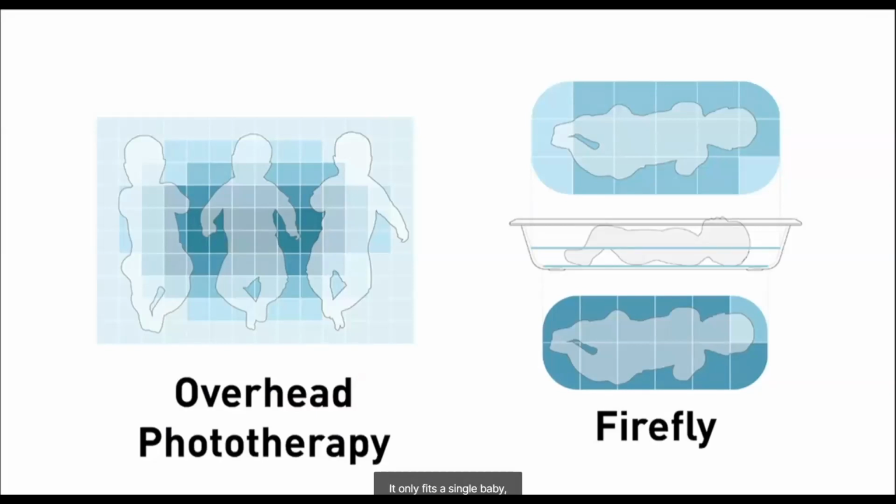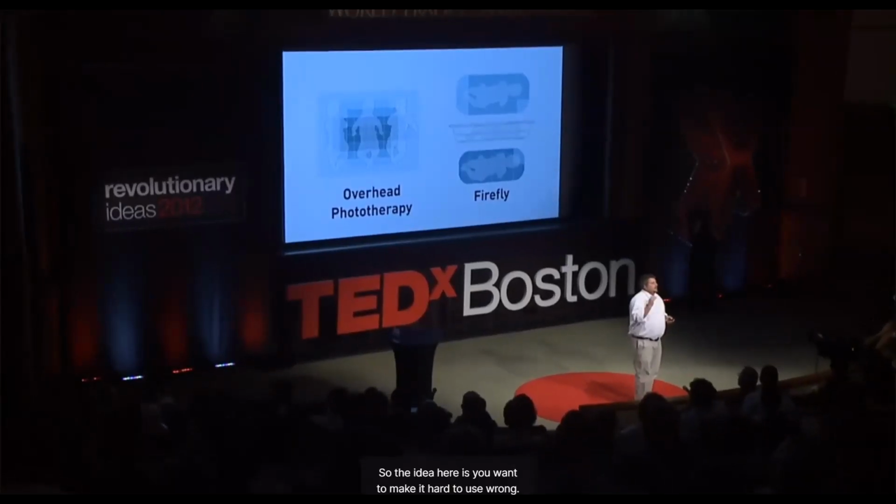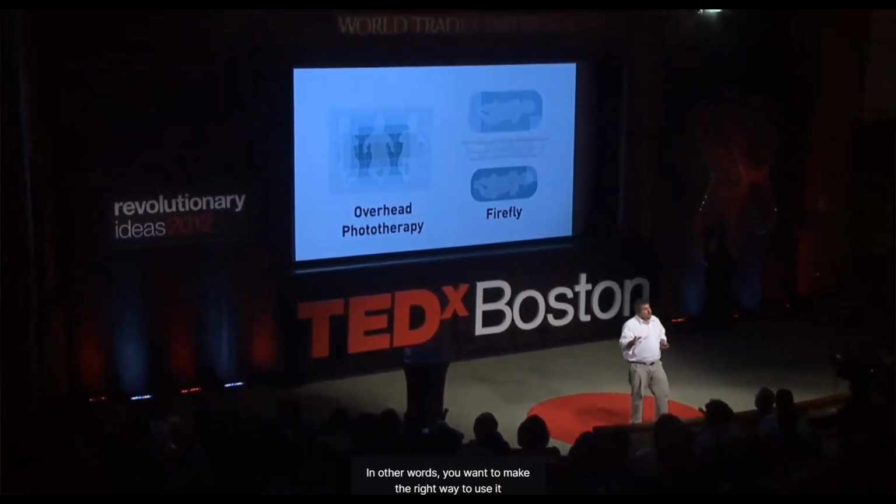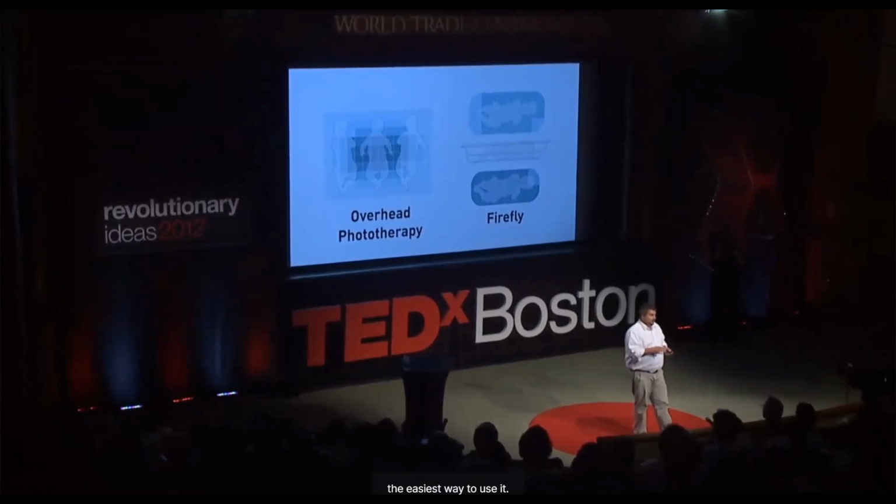When we think about actual use, you'll notice that Firefly has a single bassinet. It only fits a single baby. And the idea here is that it's obvious how you ought to use this device. If you try to put more than one kid in, you're kind of stacking them on top of each other. So the idea here is you want to make it hard to use wrong. In other words, you want to make the right way to use it the easiest way to use it.